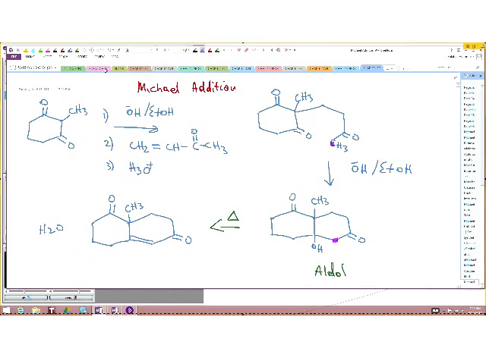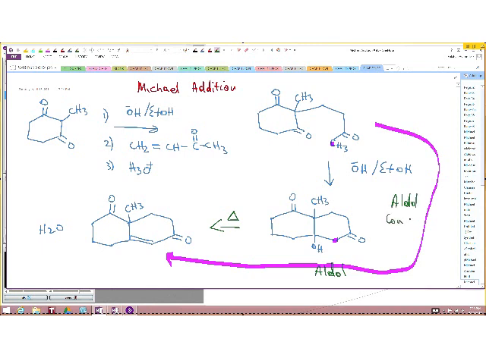Okay, now so what have we done here? From here to here is Aldol condensation. Now the combination that we just gave you here, a Michael addition reaction plus Aldol condensation, this is what we call a Robinson annulation.